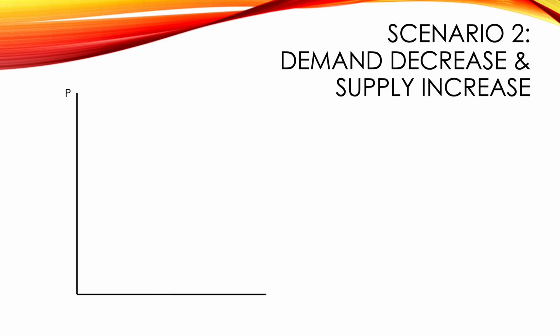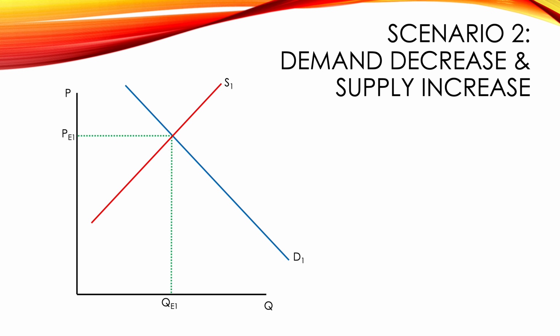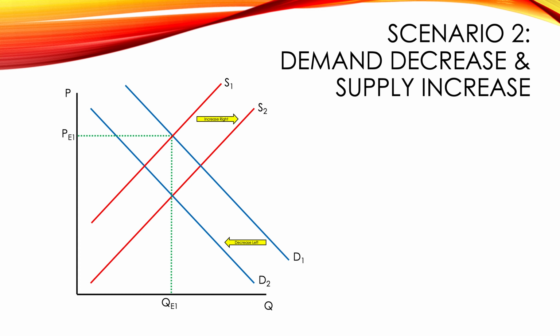So we're going to start with our graph, price, quantity. There we go. We're building our base graph, right? So there it is. So demand is going to decrease. That's a shift to the left. There it goes. Supply is going to increase. That's a shift to the right. Good. So what happens to the market equilibrium price this time?